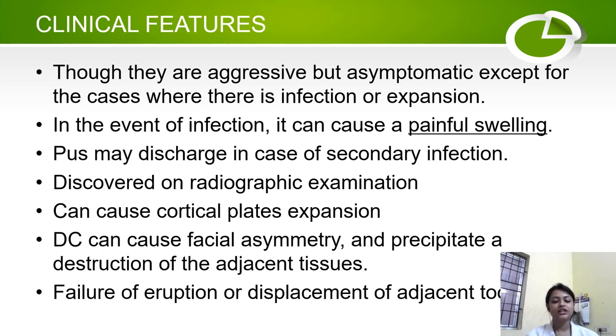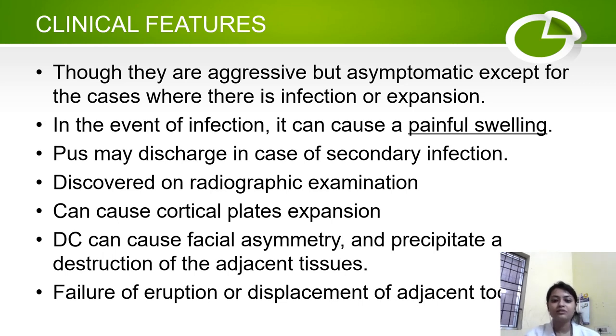Pus may discharge in case of secondary infection. Radiolucency discovered on radiographic examination can cause cortical plate expansion. Dentigerous cyst can cause facial asymmetry and precipitate a destruction of the adjacent tissue. So it is destructive, it is aggressive, but in the initial stage it does not cause any symptoms.